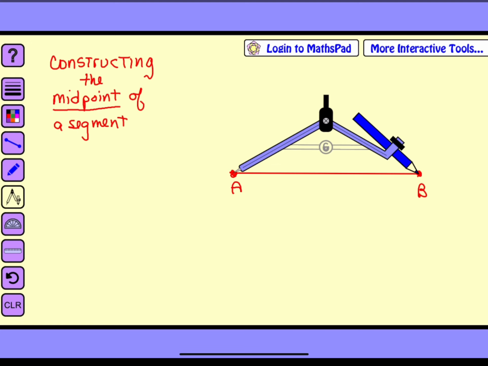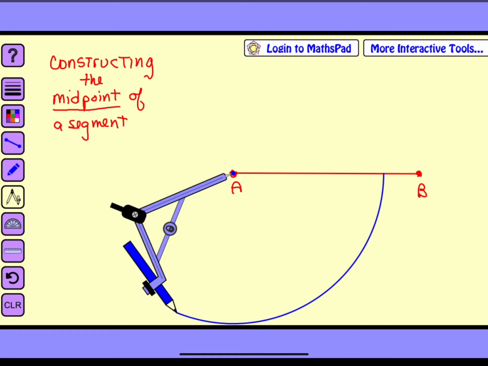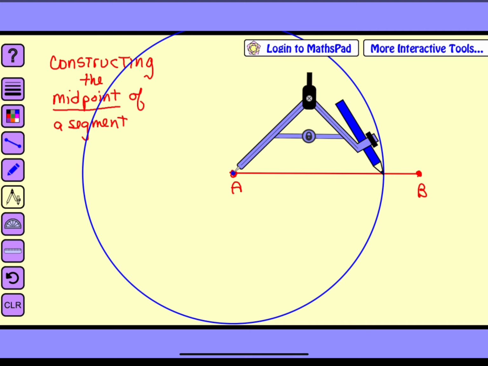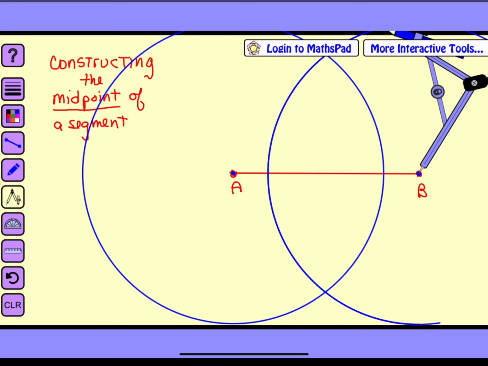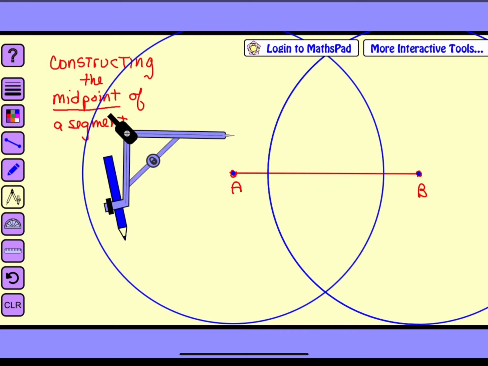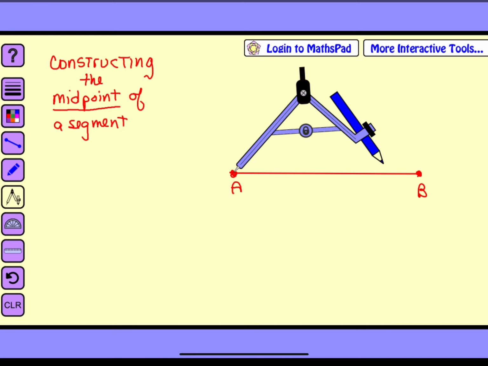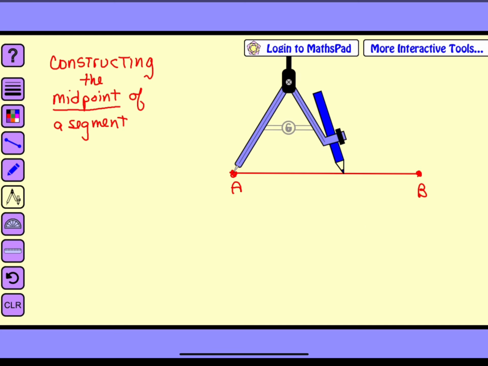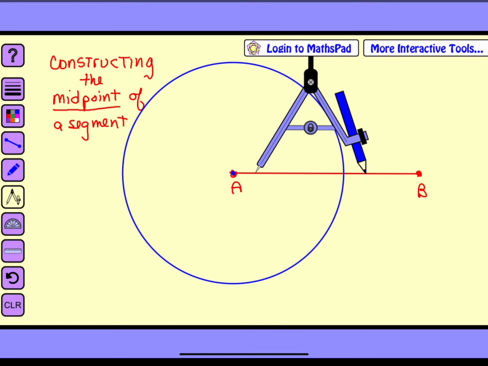We use our compass by first measuring the distance between A and B, and we can create two circles with our compass, same size, around both points A and B. Now sometimes these circles wind up being a little too big for us, so what we can do instead is adjust the compass to make it a little bit shorter, but not too short. We want it to be at least more than halfway on that line segment.